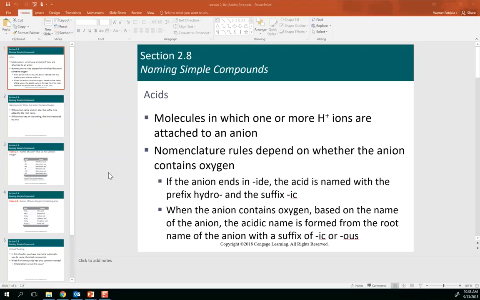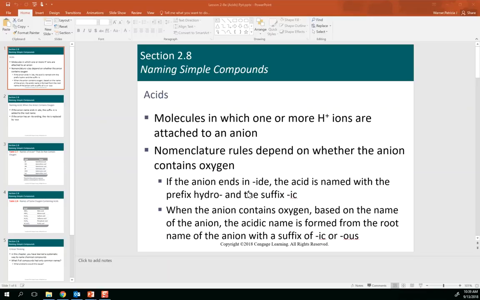Lesson 2.8e, naming acids. Acids are molecules in which one or more hydrogen ions are attached to an anion. So when you place them in water, the hydrogen ion behaves as a proton. There are a couple different rules depending on whether or not the anion that the acid is composed of contains oxygen. Obviously the hydrogen ion is going to act as the cation, and so in an acid the only other thing you can include is the anion.